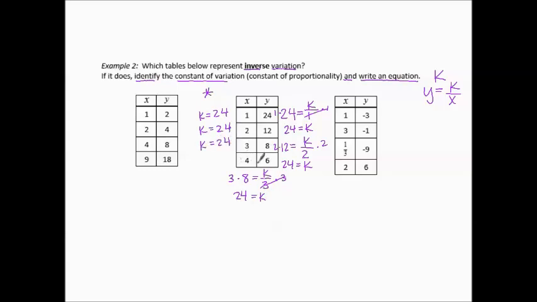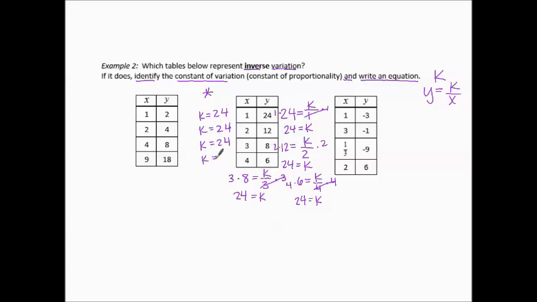And lastly, I have 4 and 6. So I write 6 is equal to k over 4. Y equals k over x. Multiply both sides by 4 to cancel my 4's. 24 is equal to k.